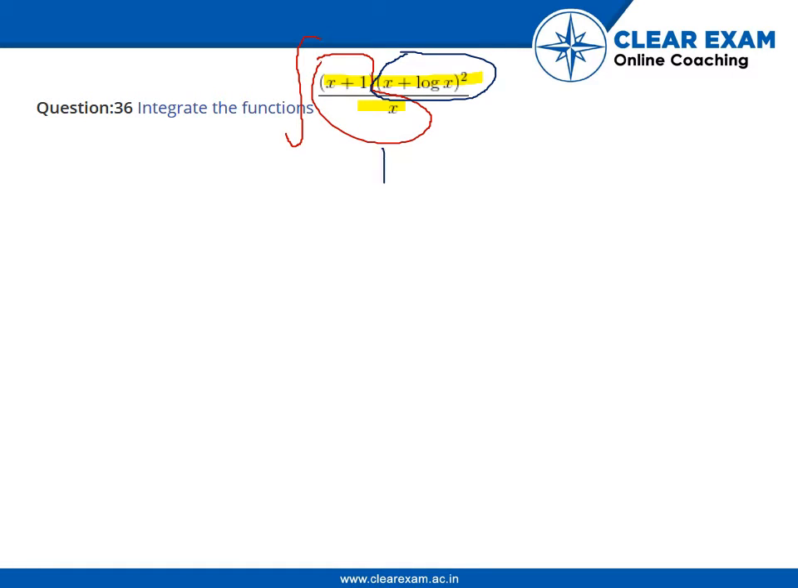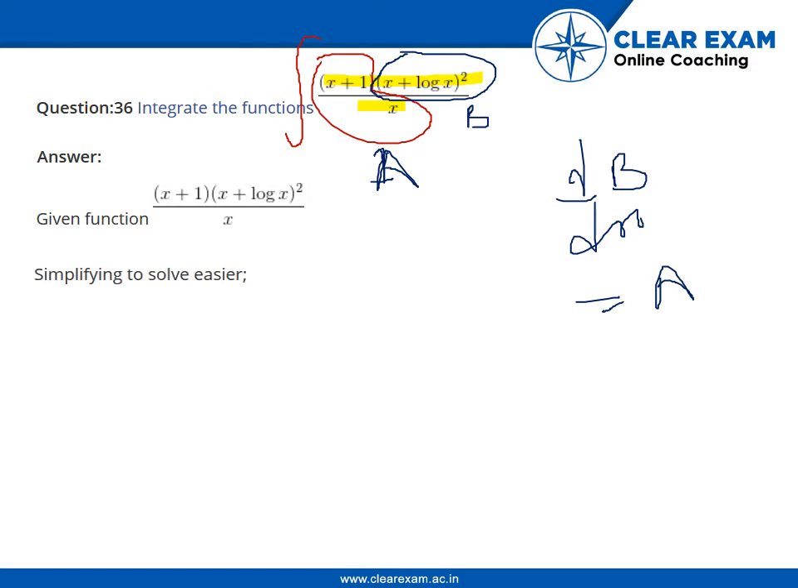So let us assume that this is our first part, or we can call it A, and this is our B. So what I mean is that if we differentiate B with respect to x, then we get A. That is, A is the exact differential of B. So this is a direct question of substitution. Let us see what they have done.